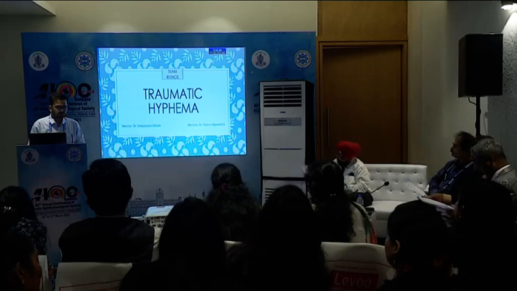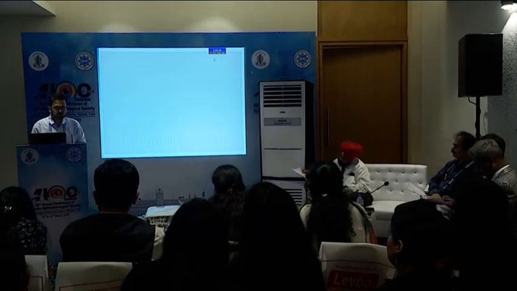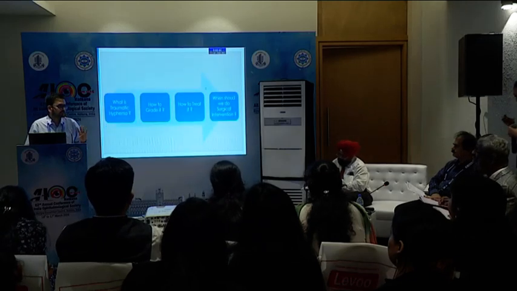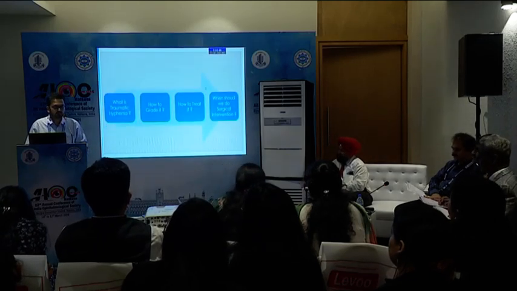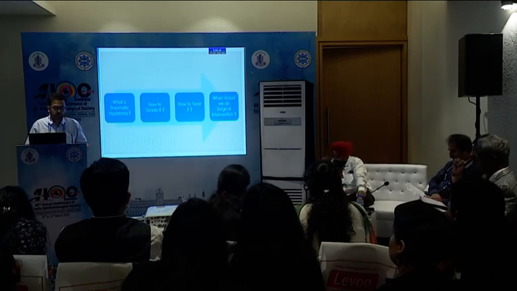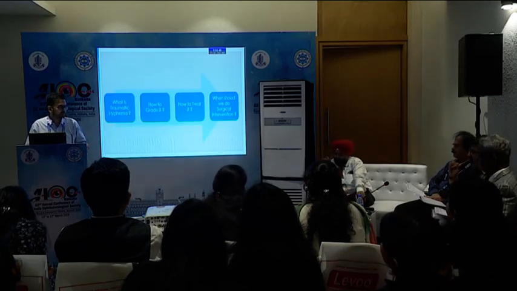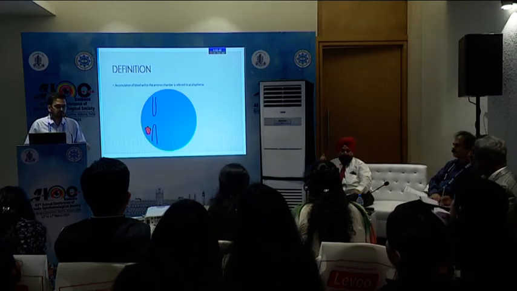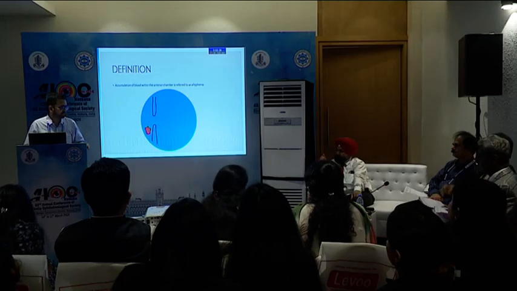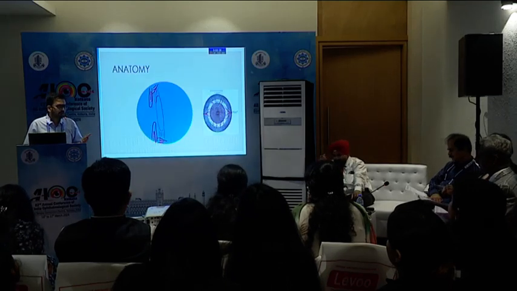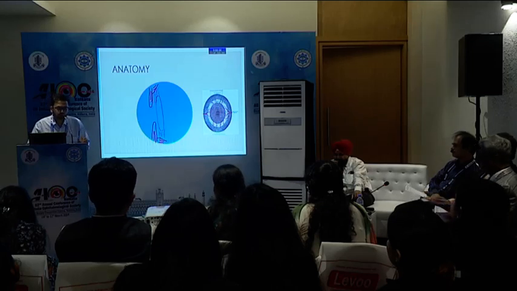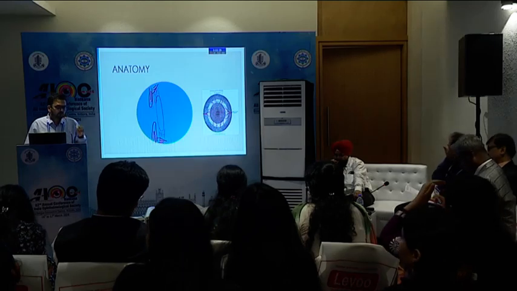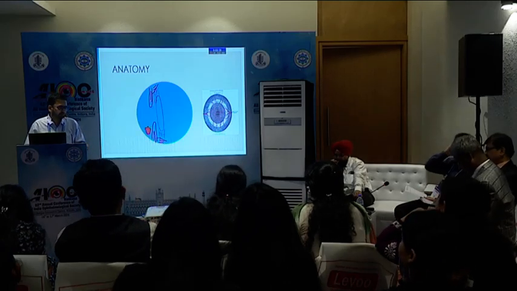Good afternoon, students. Today we will learn a very interesting topic, that is traumatic hyphema. We will learn 4 things here. First of all, what is traumatic hyphema, how to grade it, how to treat it, and when should we do surgical intervention. So first of all, what is hyphema? Hyphema is accumulation of blood within the anterior chamber. Now, from where the blood has come? As we know, iris blood vessels and ciliary blood vessels are there, so any leakage of blood from the blood vessels will lead to hyphema.